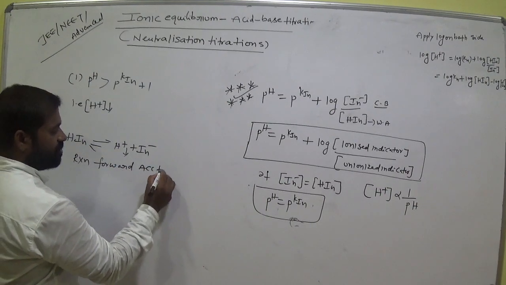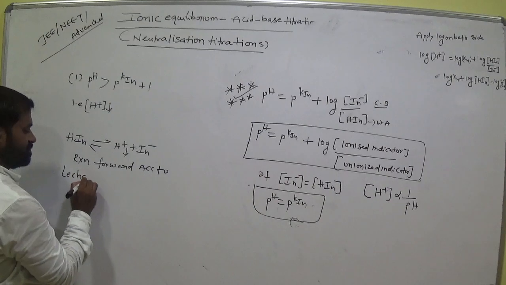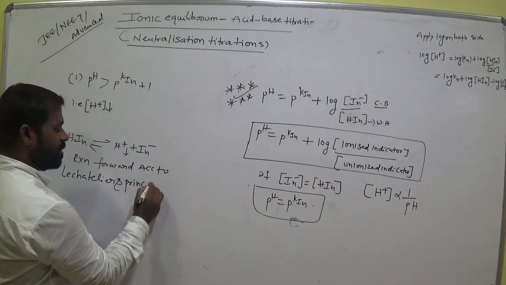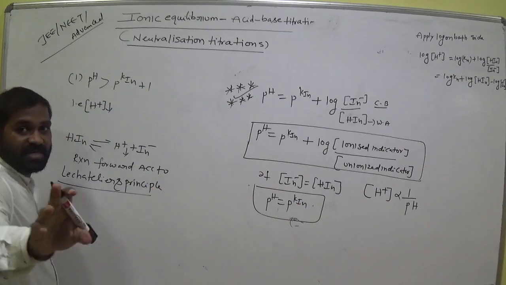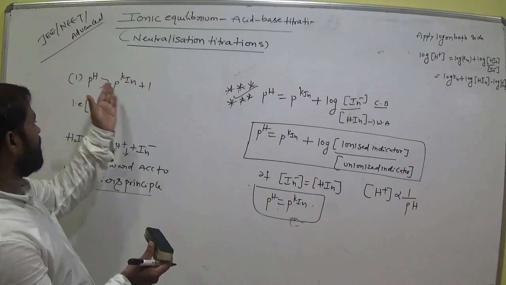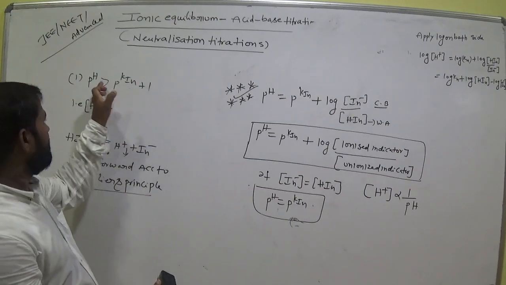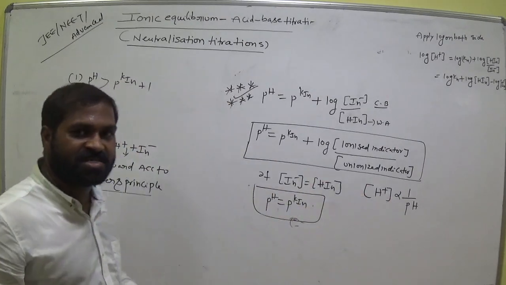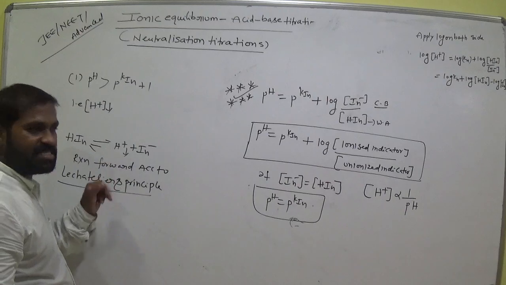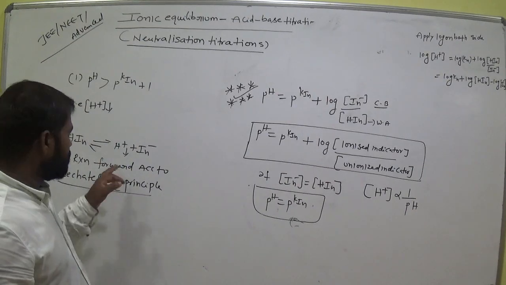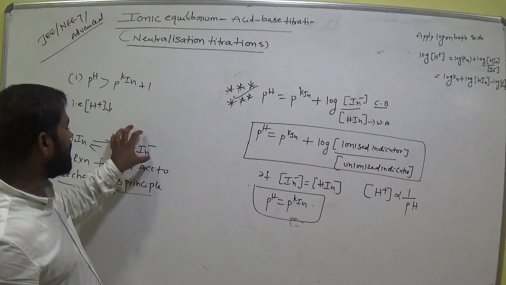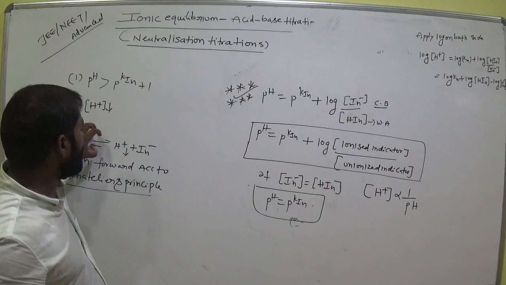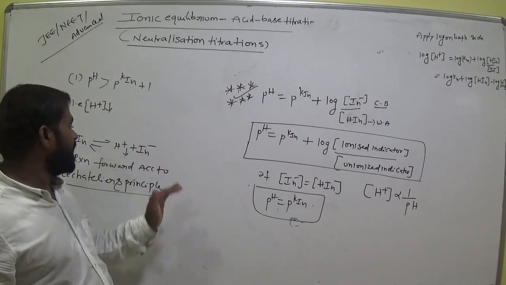Forward, according to Le Chatelier's principle, am I right? So listen carefully. In this, pH is greater than pKIn plus 1. Suppose the pH value is more, it is inversely proportional, so H plus ion concentration is less, because pH is more. So the product concentration decreases according to Le Chatelier's principle. Then the equilibrium position shifts towards the forward direction, that means the product side.